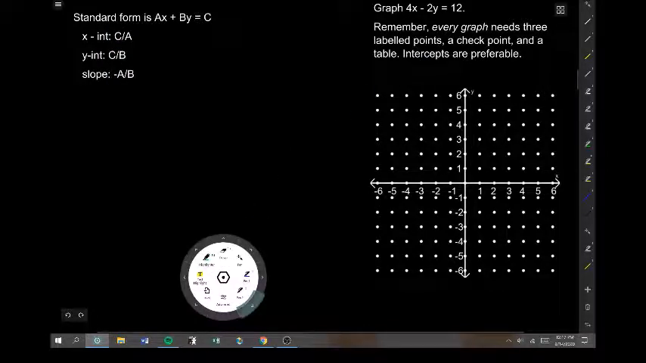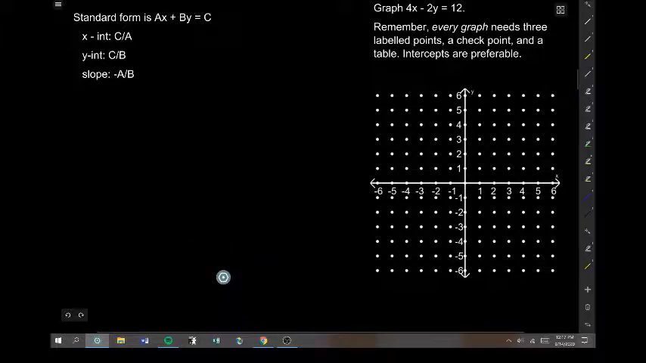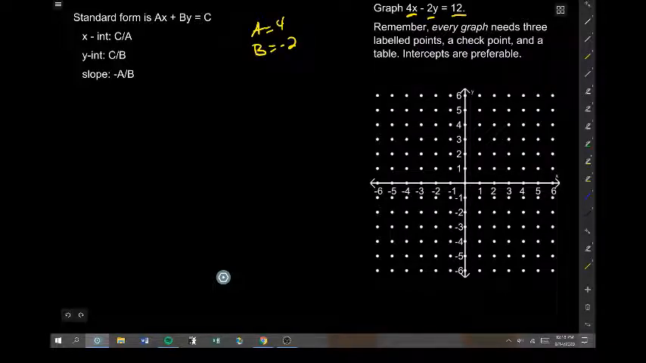So I'm just going to quickly graph 4x minus 2y equals 12. In this equation, my a value is 4, my b value is negative 2, and my c value is 12. The fact that b is negative 2 and not just 2 is very important. The signs are very important with these. Now if I want to find the x-intercept, I can just do c divided by a, which is 12 divided by 4, which is 3.